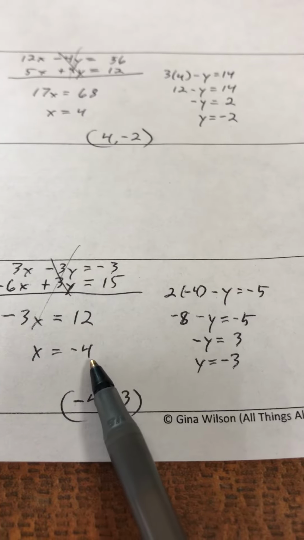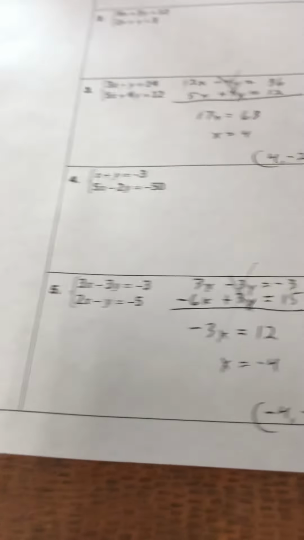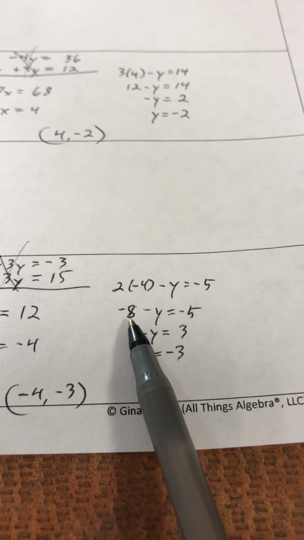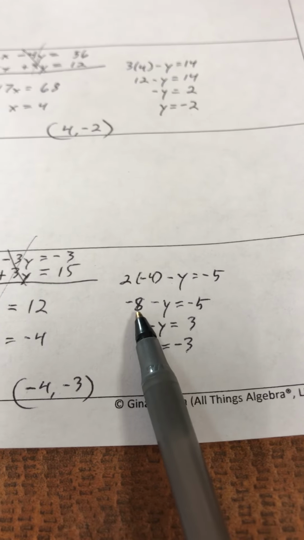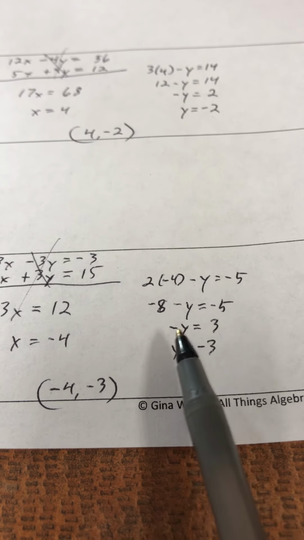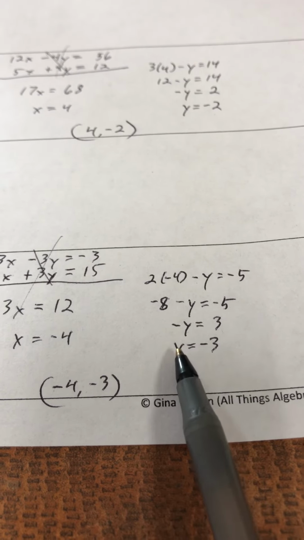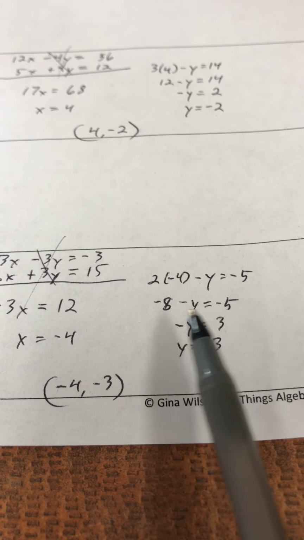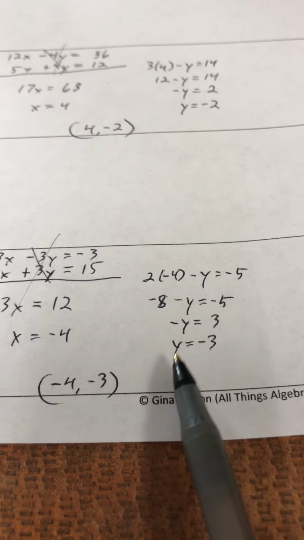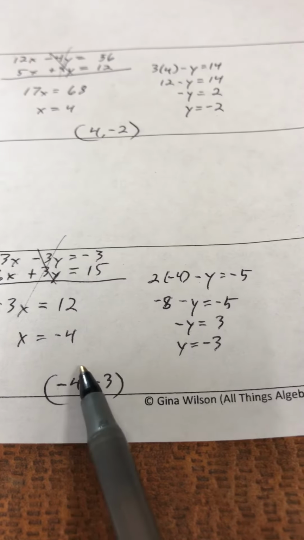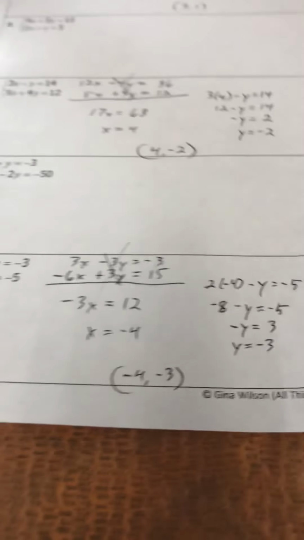I plug in the negative 4 to that. The second problem looked easiest to me. So I have 2 times negative 4 is negative 8. I add 8 to both sides and I get 3. I don't want to know what negative y is, I want to know what y is. So if I have to change the sign on this side, I have to change the sign on that side. So to balance out the equation, y equals -3. So I have -4, -3 as my coordinates where these two lines would cross on a graph.